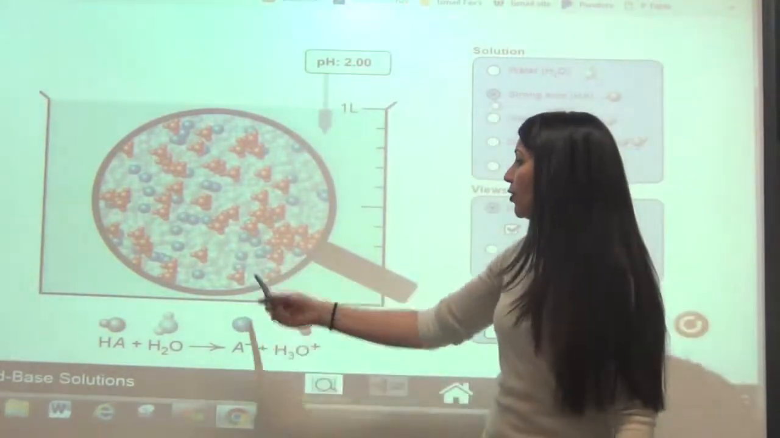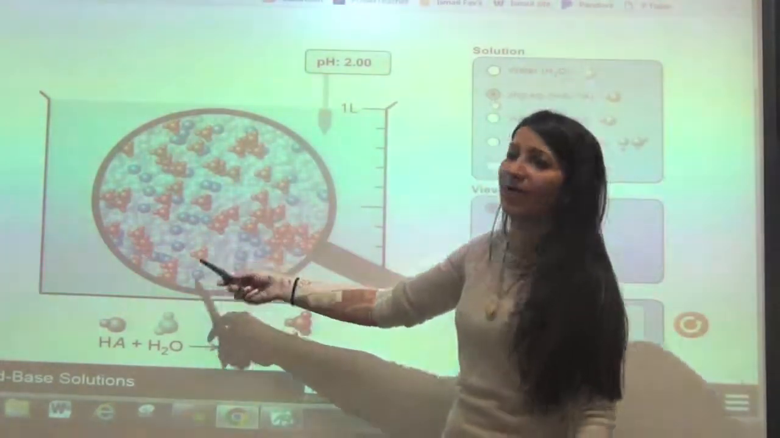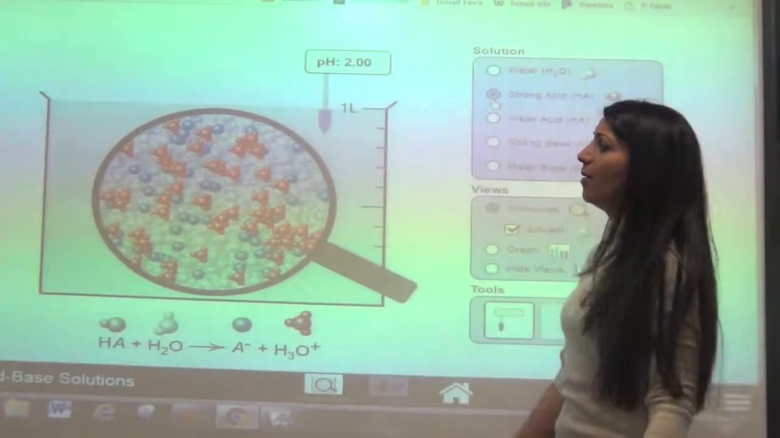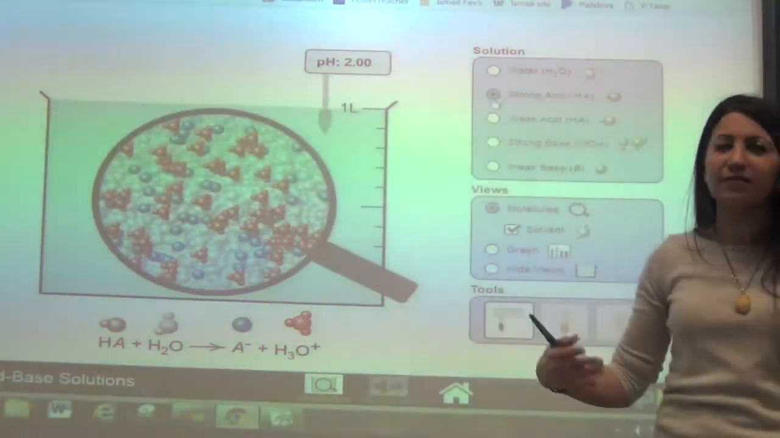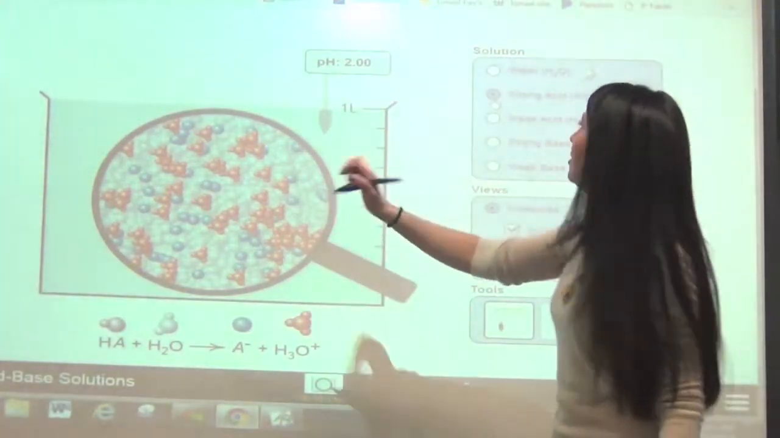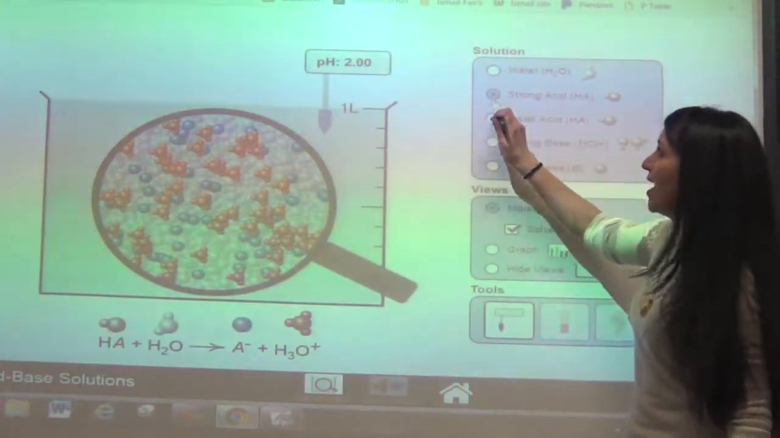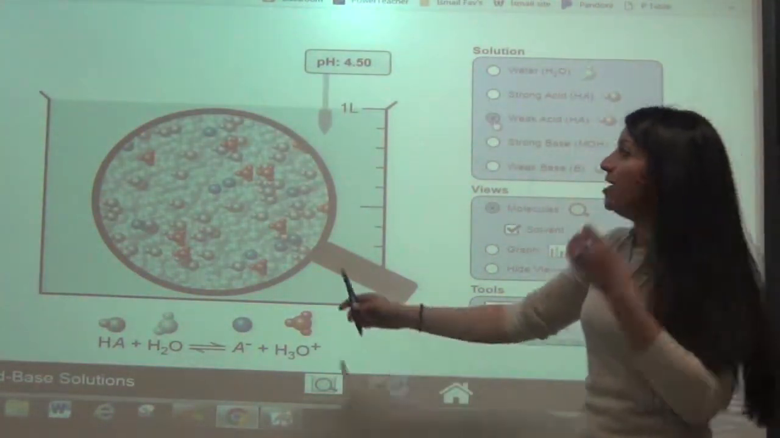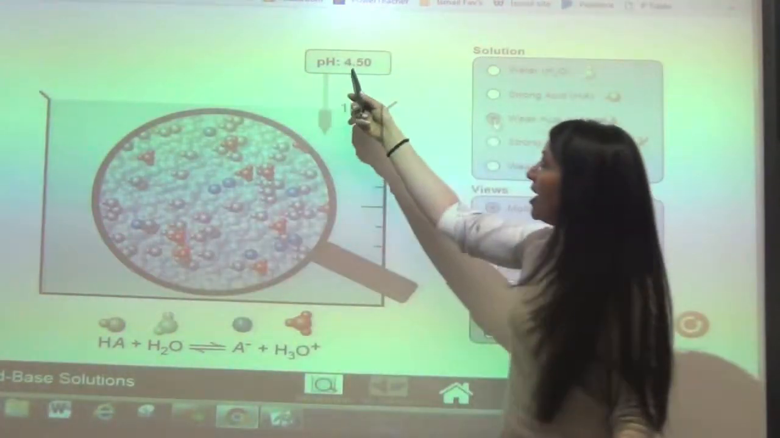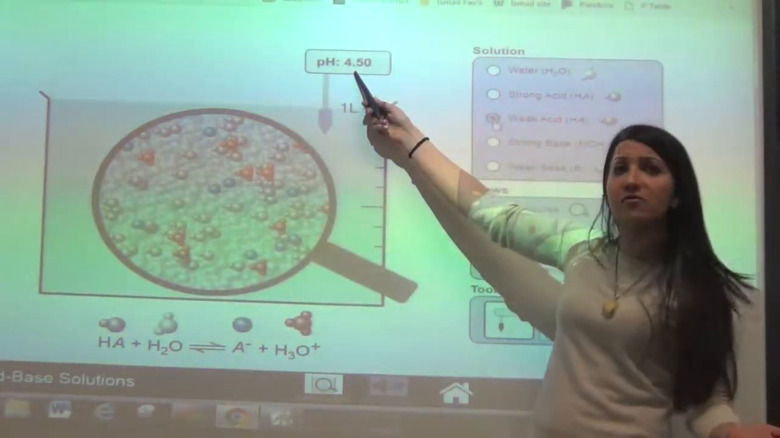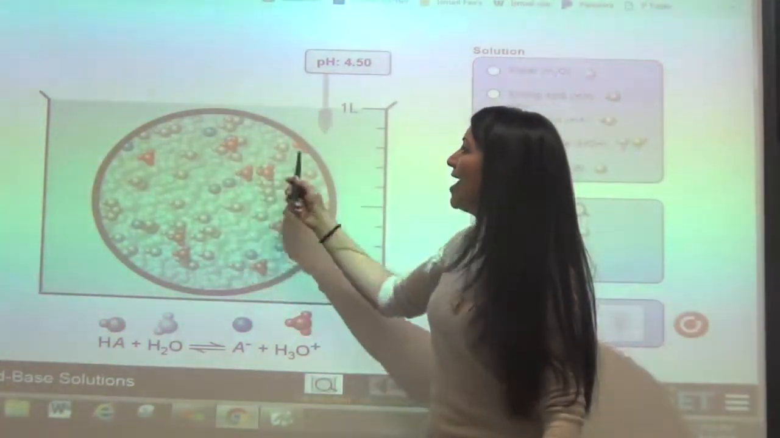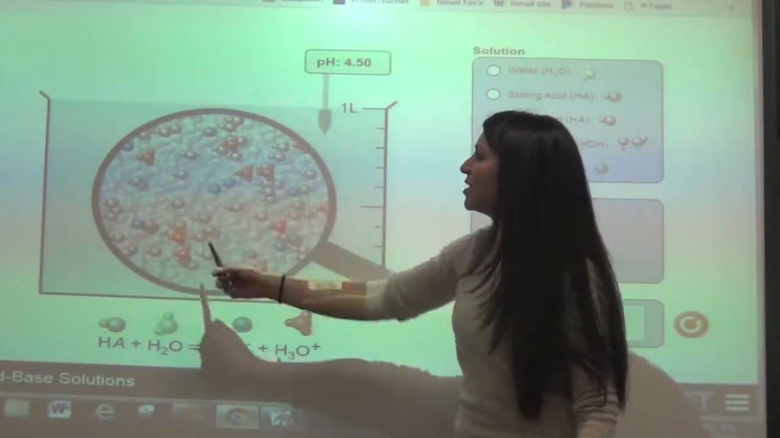And then we can see the blues here are actually representing whatever our base is. And we'll talk about what those are called. They're conjugates, and we'll talk about that later on too. So what would it look like if we had a weak acid? Well, if you have a weak acid, then you can still see that the pH is 4.5, so it's a little bit higher. It's closer to 7. But we see that we have these red guys, and yes, we have some of these blues.